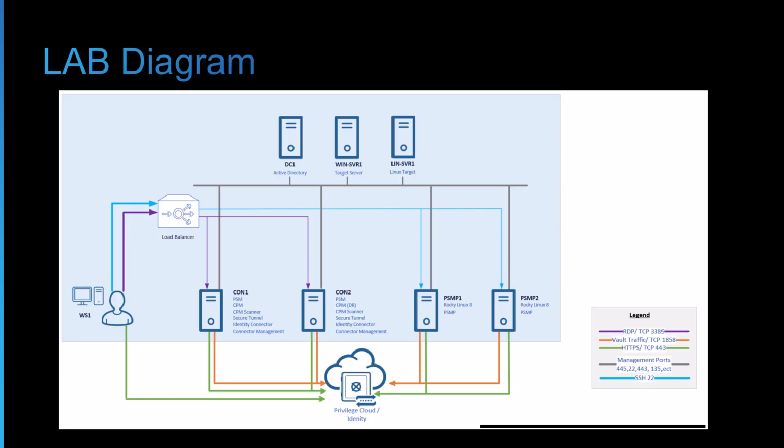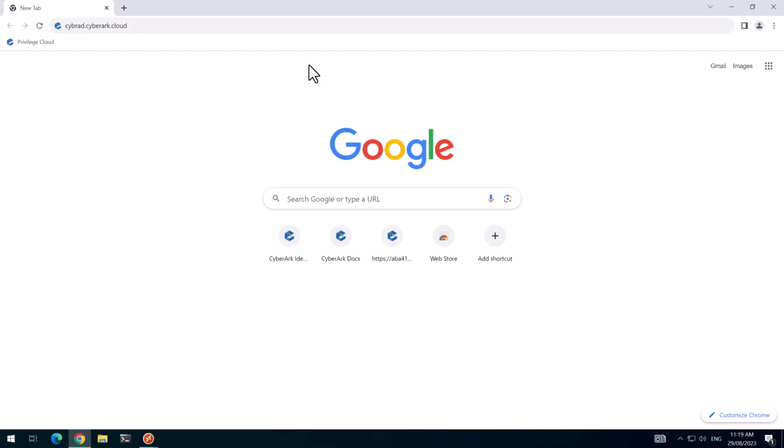So this is the lab environment, where we plan on having two Windows connector servers and two Linux connector servers. We have an Active Directory domain controller and two targets, one Windows, one Linux. So very simple. I'll be logged into the workstation one in this demo, and our goal is to install the identity connector on connector server one and connector server two right here. This will allow Active Directory users to log into Privileged Cloud.